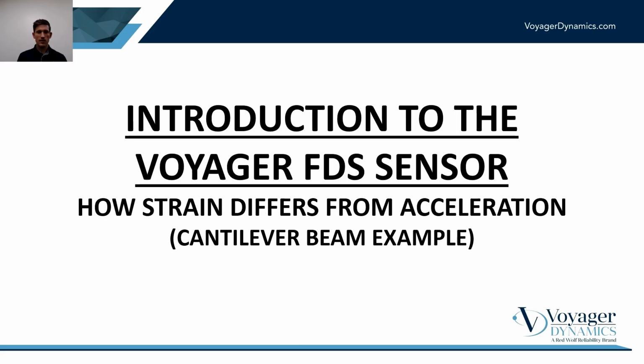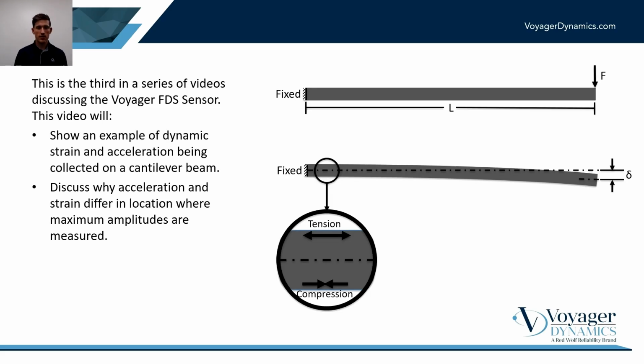This is a video that's part of a series on our Voyager FDS sensor. If you haven't seen the other videos in this series, please go to our website and feel free to watch them if you can. This video specifically is going to talk about how strain differs from acceleration using a cantilever beam as an example. Before we get to our demonstration, I just wanted to talk about a couple points. The first being what we may expect to see from our cantilever beam demonstration between acceleration and strain.